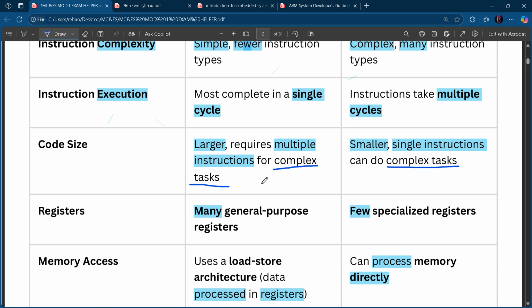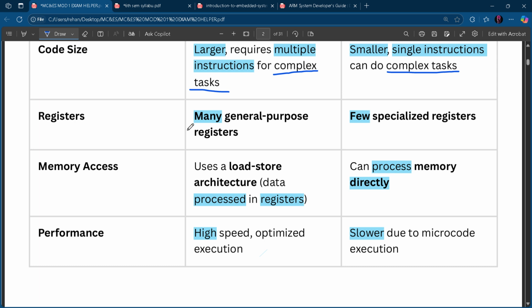So it's kind of a complicated thing, right? Multiple instructions come there. To do one task, you require multiple steps. Few systems or processors do not require multiple steps. They just finish in one, but here it requires multiple. So the code size is large, requiring multiple instructions for complex tasks. Here it is smaller, see, and a single instruction can do a complex task.